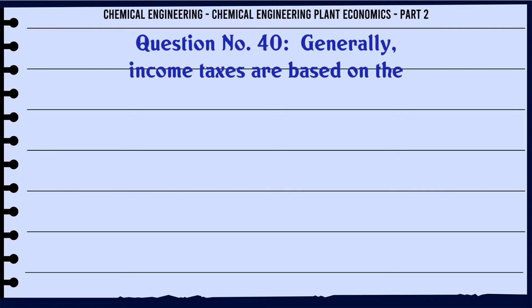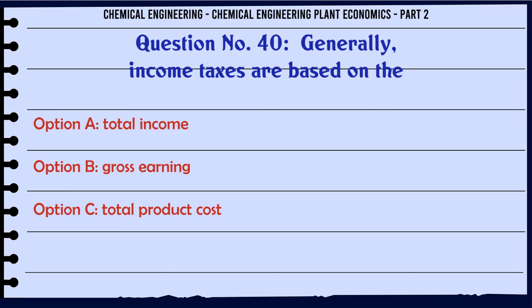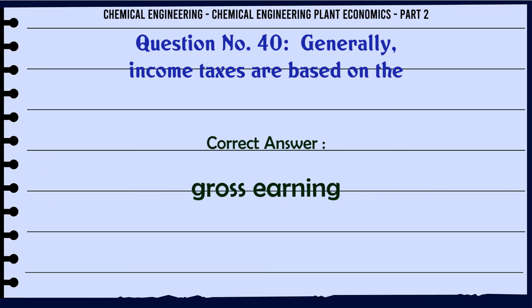Generally, income taxes are based on the A. Total income. B. Gross earning. C. Total product cost. D. Fixed cost. The correct answer is gross earning.